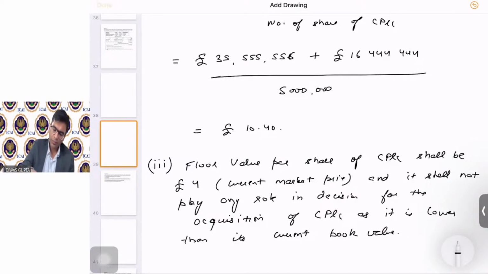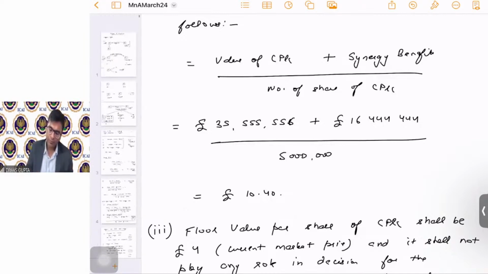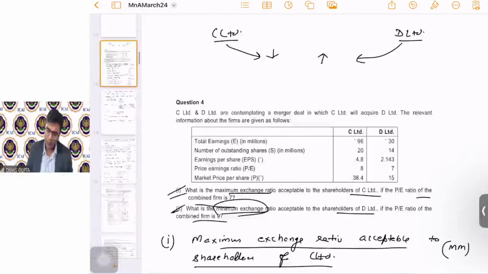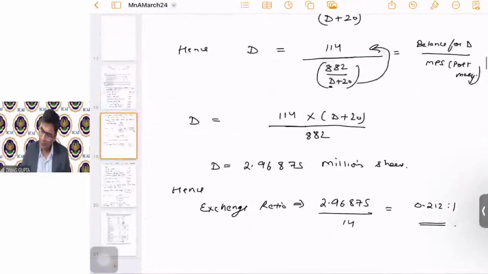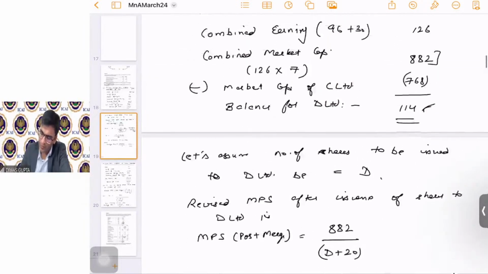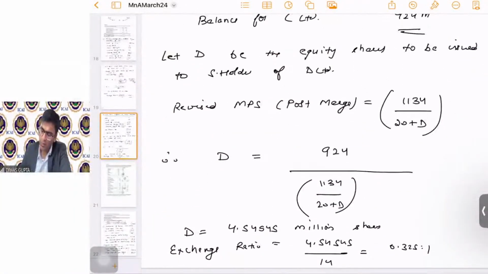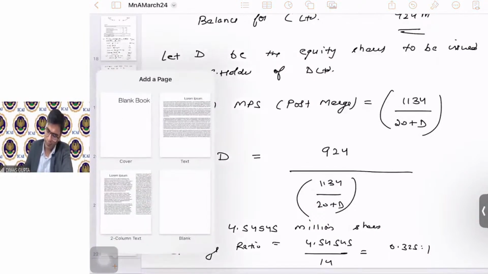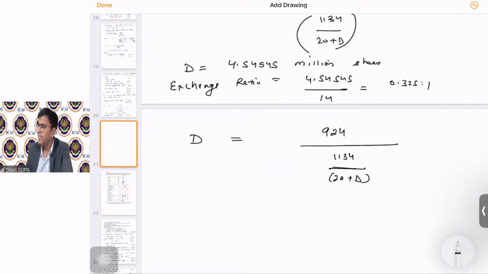Okay, now there is one query from the previous day's question of Kumari Jyoti, question number 4. The D value here, D is equal to 88, not 4.5454. I think you're talking about subpart 2. So this is the equation, Kumari Jyoti: D is equal to 924 divided by 1134 divided by 20 plus D. Now we have to solve for D here.